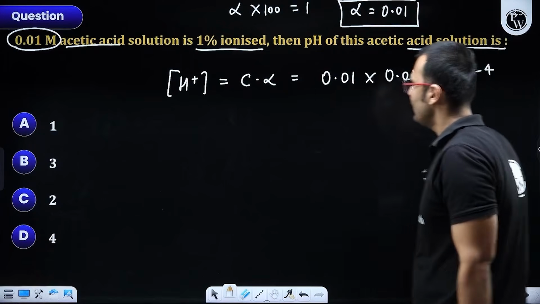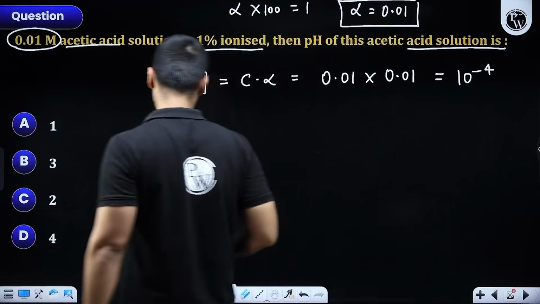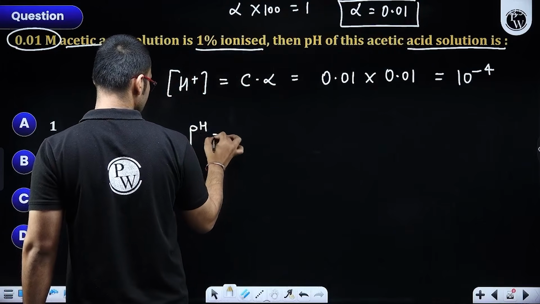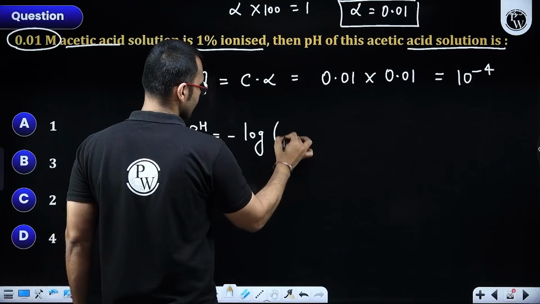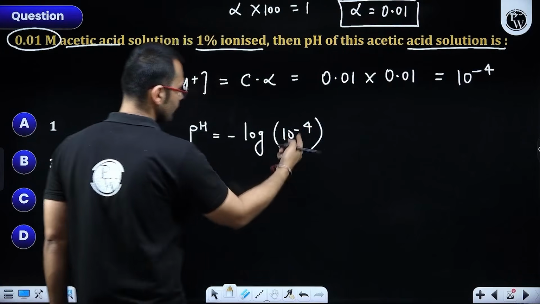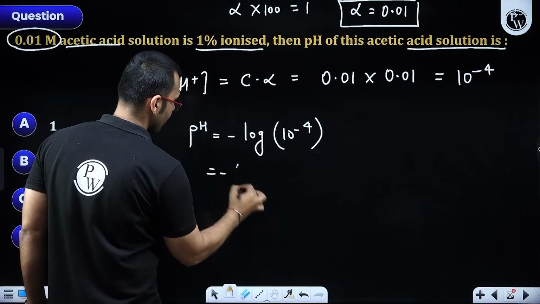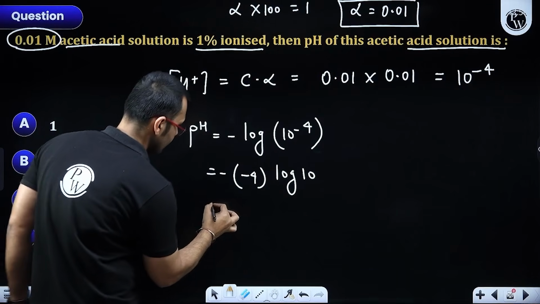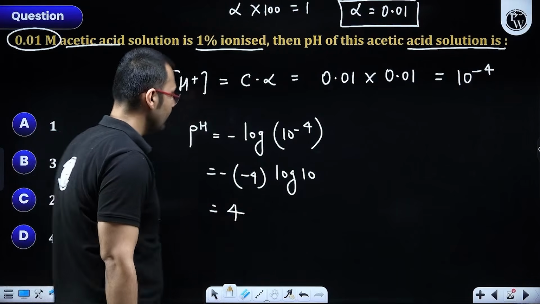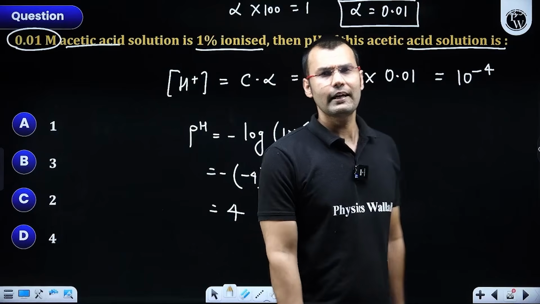right? And if I have got the concentration of H plus, I can directly find pH as minus log H plus. So minus log of concentration 10 power minus 4. You know that minus 4 will come outside. So minus of minus 4 into log 10, and it will be 4. So here the pH of this weak acid solution is directly 4.